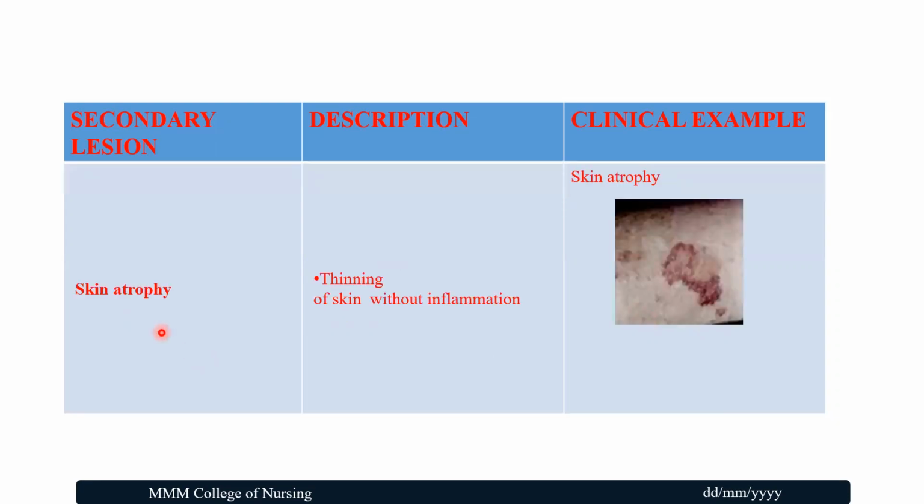Next is skin atrophy. Skin atrophy is nothing but the thinning of the skin without any inflammation. For example, in skin atrophy, you can see here, there will be thinning of the skin, but there won't be any inflammation in it.